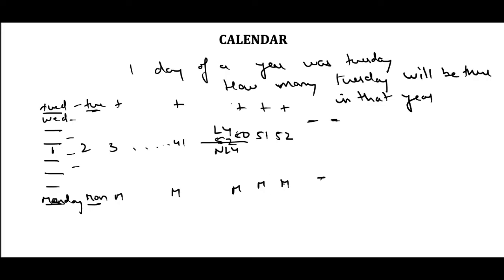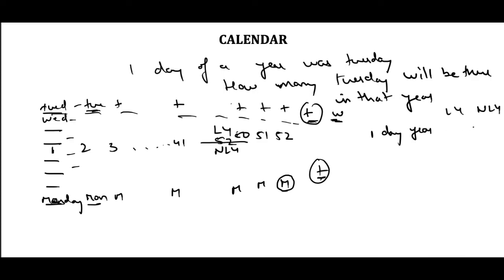Now as soon as the 52nd week ends with Monday, in a leap year the other 2 days will be Tuesday and Wednesday after Monday. In a non-leap year, after Monday the next day will be Tuesday. So by observation, we have 52 weeks, so 52 Tuesdays, and in a leap year we have one more Tuesday, as well as in a non-leap year we have one more day, that is Tuesday.